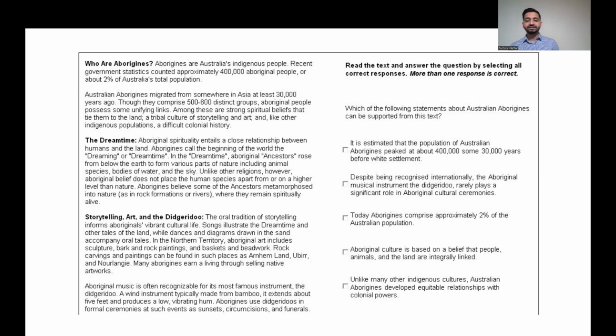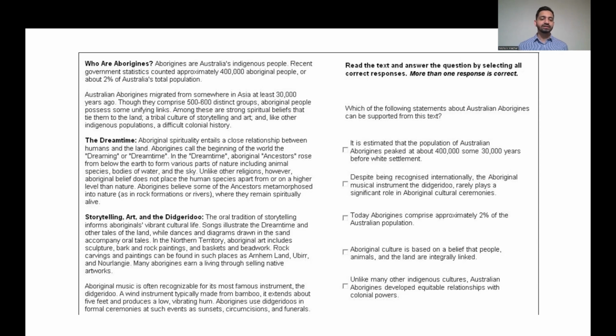So I think this belief, option number 4, tells me that this is a correct statement, because that's what they believe. So I'm going to stick with option number 3 and 4, and we're going to have to read option number 3. I think we're only left with option number 2. So we're going to have to read about the didgeridoo, which is the next one, storytelling, art, and the didgeridoo.